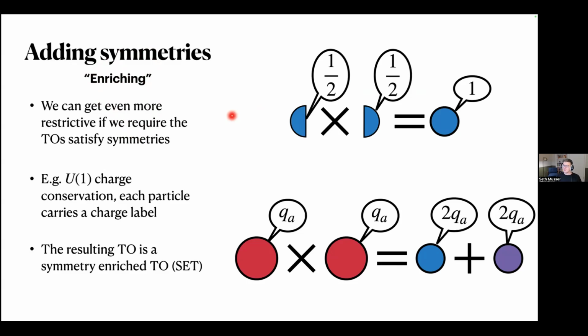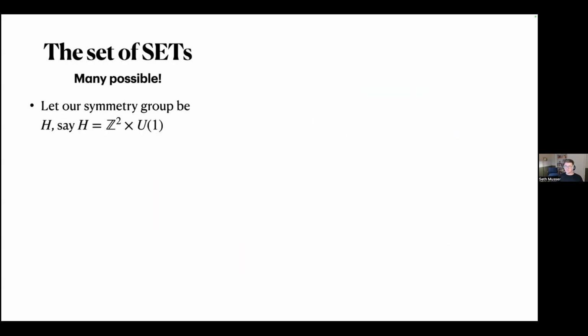And if we require that each particle carries a label, so let's say our background anyon was charge 1/2. If we fuse two of them, we should get this charge 1 boson. And so the charges assigned by the symmetry must behave reasonably. So there are some additional restrictions on topological orders, and the resulting TO is a symmetry-enriched TO, or SET for short. And I want to think about the set of SETs.